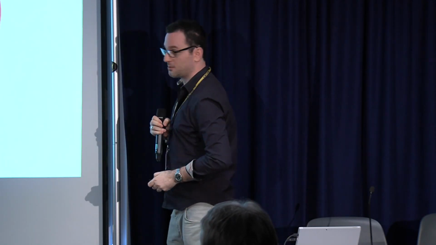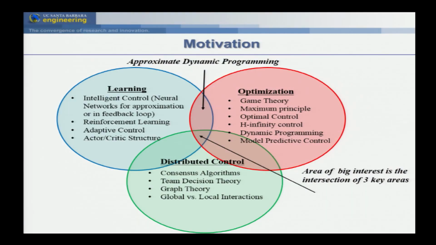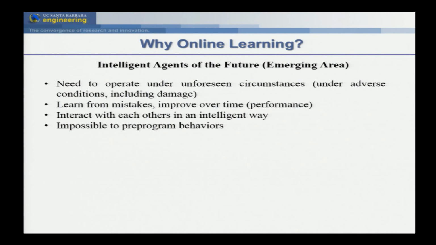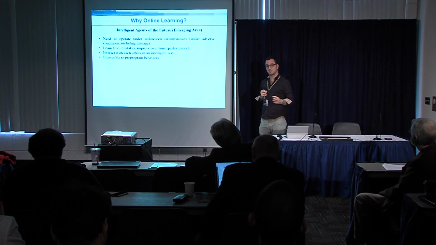Also, because I want the vehicles to communicate and exchange only local information, I use ideas from consensus algorithms, team decision theory, et cetera. And this is our interest here. There are some other ideas here. For example, in autonomous vehicles, we foresee that there will be a lot of intelligence there. Because the vehicles need to operate under unforeseen circumstances, including damage, we have to learn from mistakes and interact with each other in an intelligent way, and of course, it's impossible to pre-program behaviors most of the time.